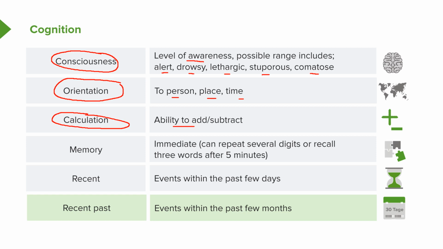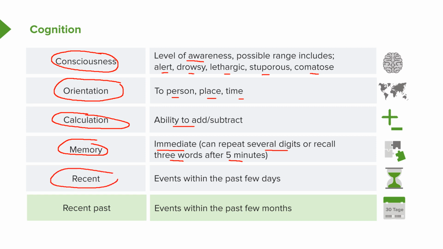So do you have any ideas about how you would go about assessing executive function? Well, numbers are a good way to assess executive function. You can ask the patient to subtract. You might ask them to do serial sevens by counting backward. You also want to assess the memory. How would you assess memory? You can assess immediate memory by asking them to repeat several digits or recall 3 words after 5 minutes. So the 3 word test is a really good rule of thumb to test for immediate memory.